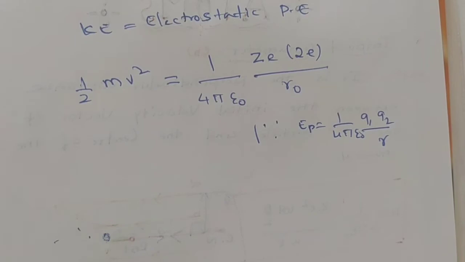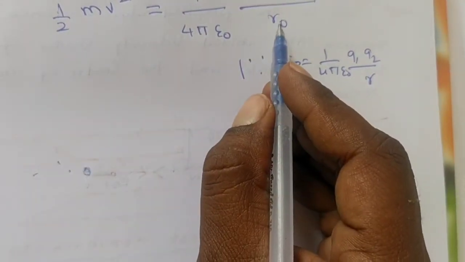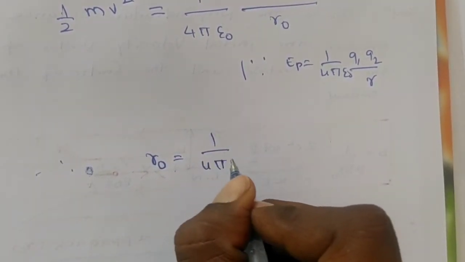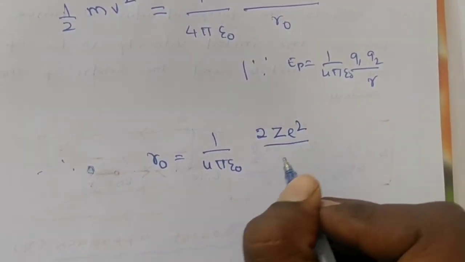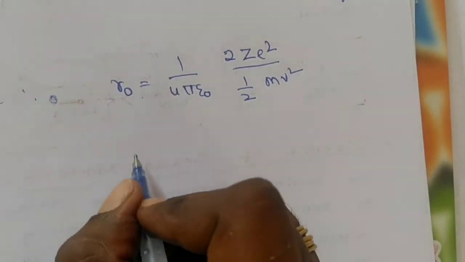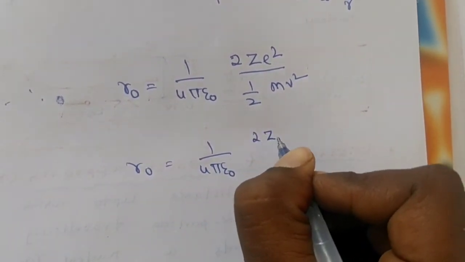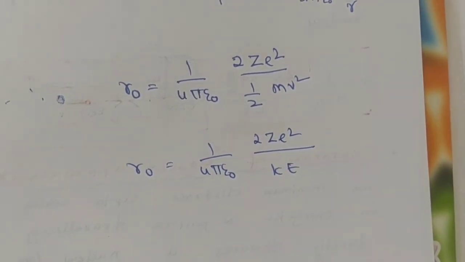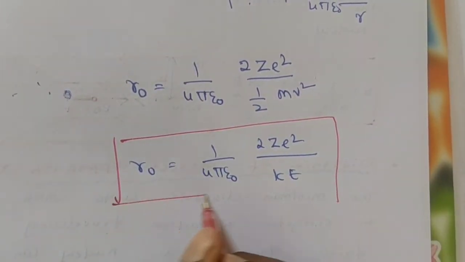Therefore, we have to find R naught, the distance of closest approach. R naught is equal to 1 divided by 4 pi epsilon naught, 2 Z e square, divided by 1 by 2 m v square, that is, divided by the kinetic energy. This is the final expression of the distance of closest approach.